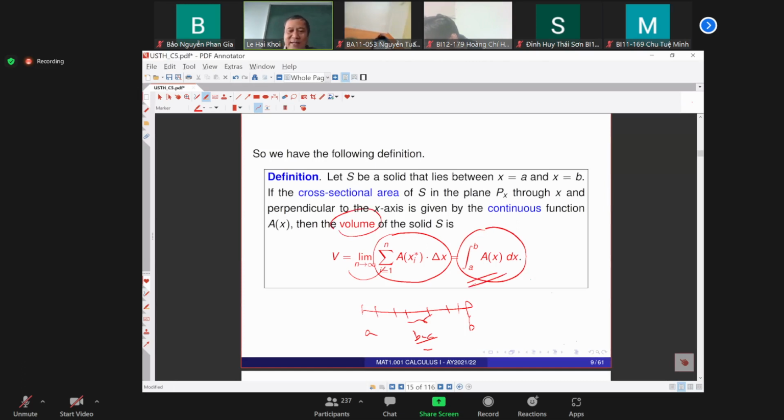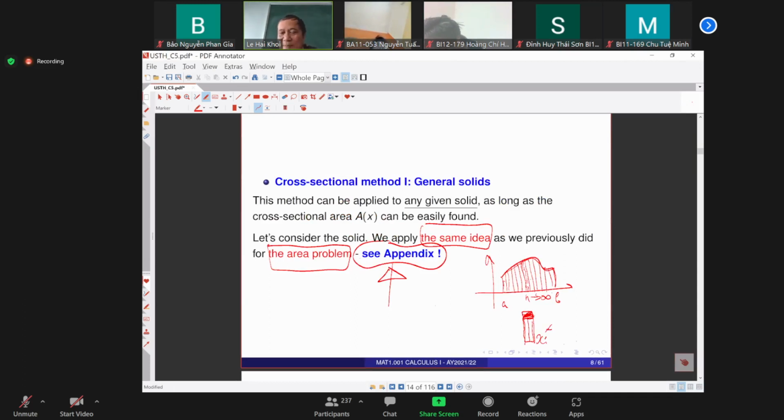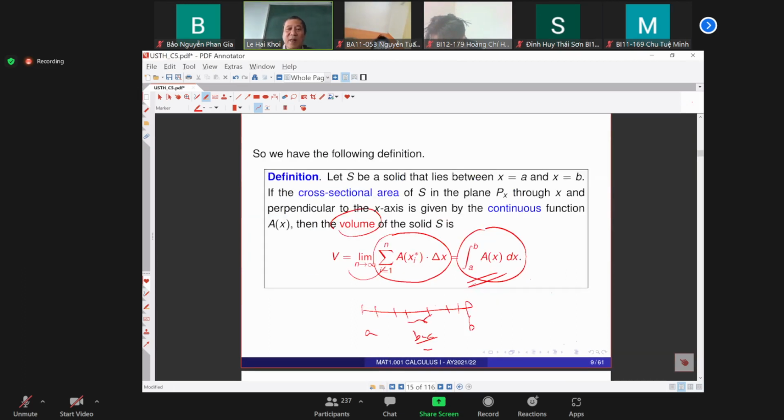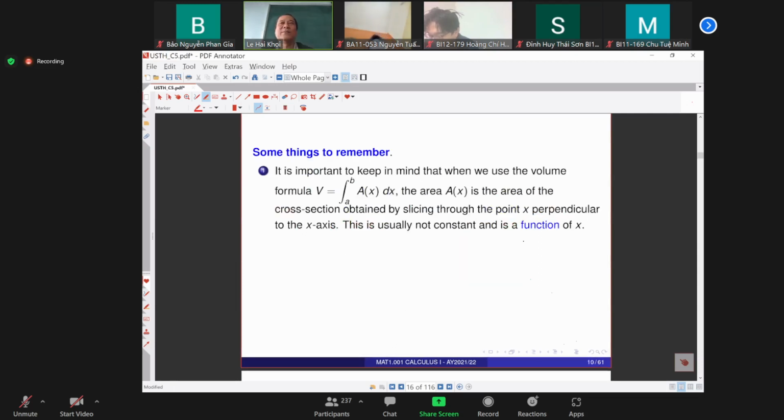So why do we get that? See the appendix. Exactly the same idea, only we move to R3, right? And of course, if A(x) is continuous, then the definite integral exists and we get everything. Such an idea we follow, and we don't talk in detail because it's the same idea as for the area, and you can look at this in the appendix. So what you have to pay attention to.